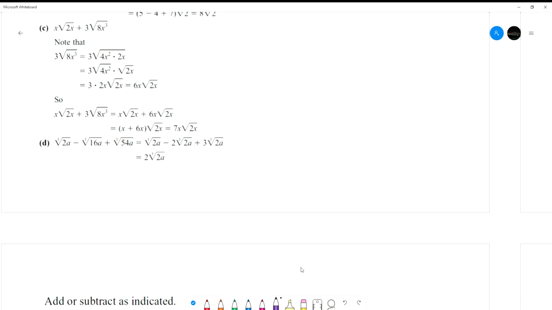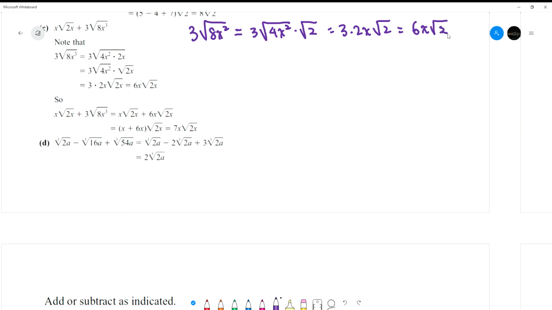All right, we have letter C, x radical 2x plus 3 radical 8x cubed. So there are two ways to do this. First, you can just simplify the, actually, there's not two ways. Let's simplify this first. So the first term is okay. The second term needs to be simplified. So I know that this is 3 times radical 4x squared, right, times radical 2. And that's my 2x right here. So this is 3 times 2x times root 2. And there's my 6x radical 2.